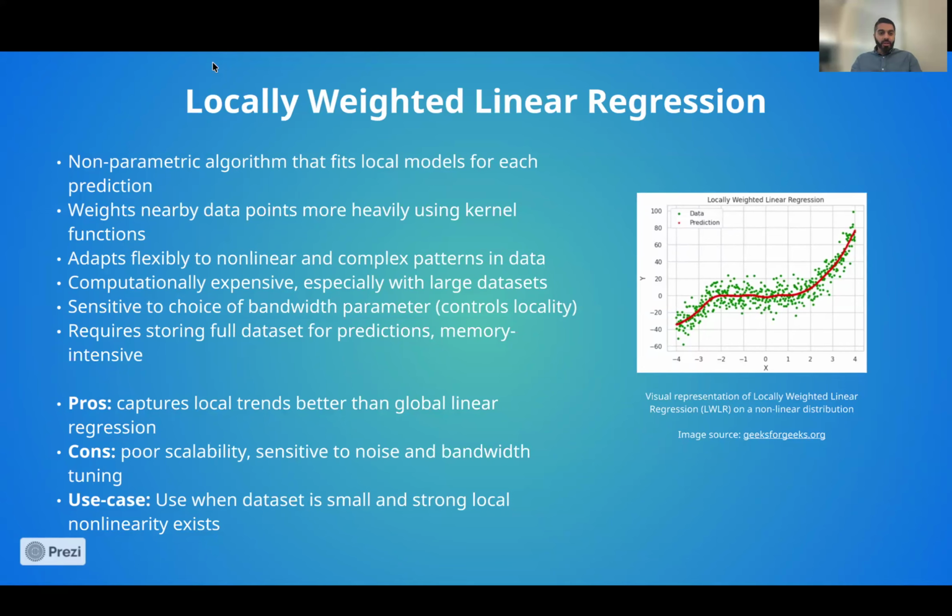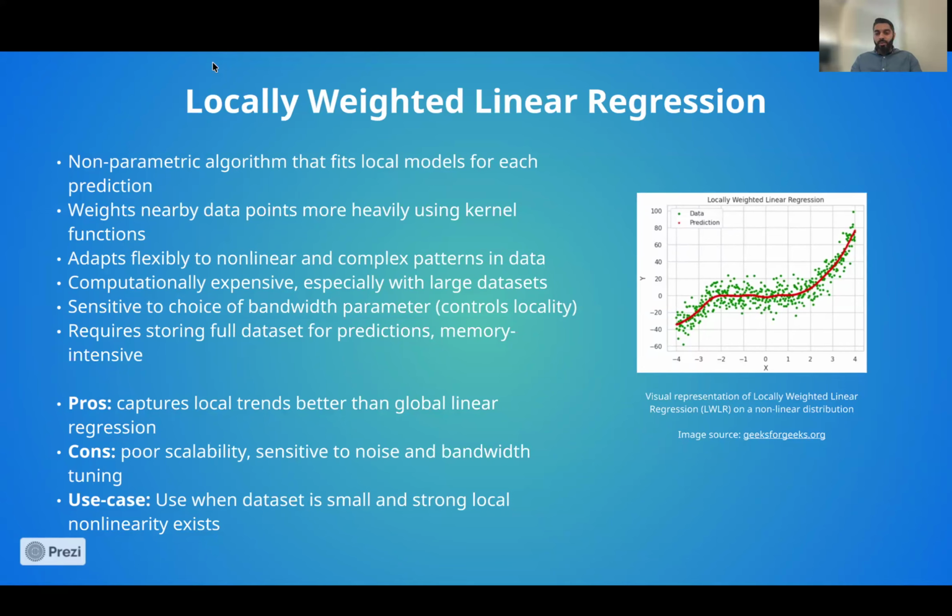And you can add weightage to each of these, to nearby data points. And for that, we basically just use kernel functions. And the beauty of the whole thing, the biggest selling point here, is that it adapts flexibly to nonlinear and complex patterns in data while using a linear regression model under the hood. So obviously, there's no free lunch. It is computationally a bit more expensive because you have to fit multiple different models. And especially with a large data set, that becomes a concern.